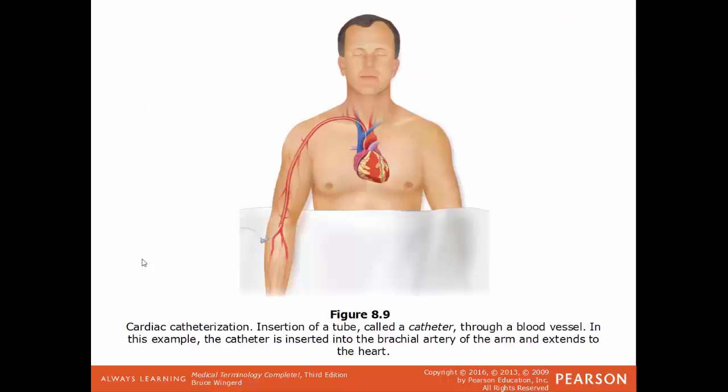In this illustration, we have an example of cardiac catheterization. You have a long, thin tube called a catheter inserted into a blood vessel. It could be in the leg or in the arm. In this example, it's going into the brachial artery of the arm. So that tubing will go in here. It will work its way all the way into the heart. And again, this is used to diagnose or to treat cardiac conditions.